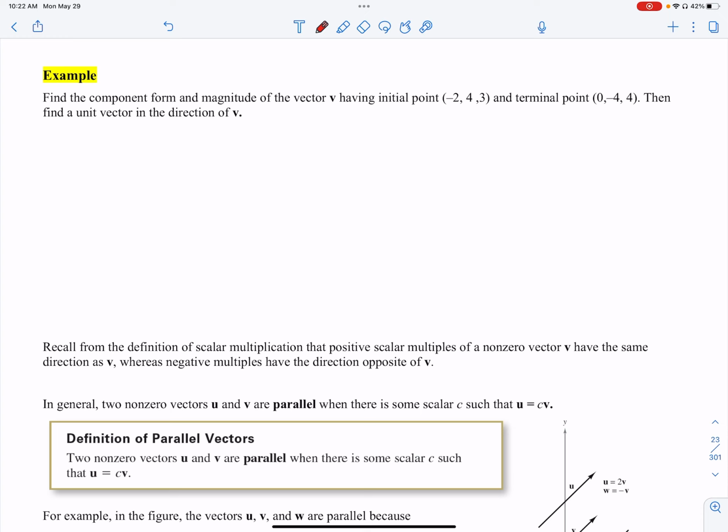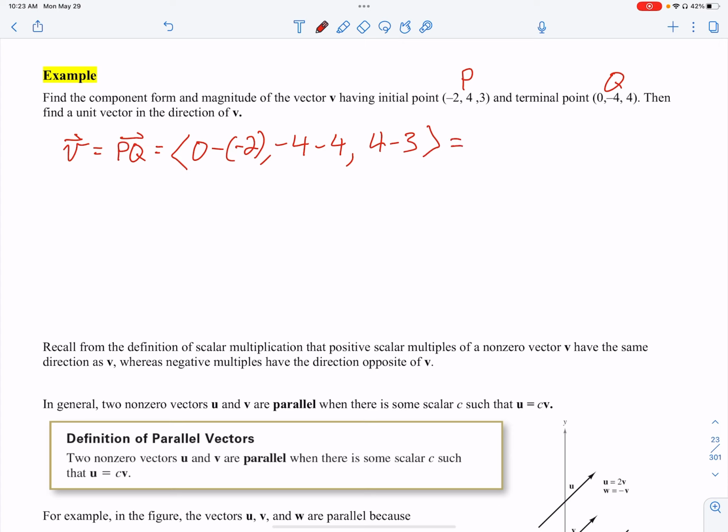Find the component form and the magnitude of vector v having the initial point P and terminal point Q. I'm going to call these P and Q, I just prefer it. Then find the unit vector in the direction of v. Okay, so v, or in this case, I'm going to go ahead and do this PQ. I take Q, and I do 0 minus -2. Be careful with that. And then -4 minus 4. That's not 0. Be careful with that one. And then 4 minus 3, giving me all 3 here. So this vector is 2, -8, 1.